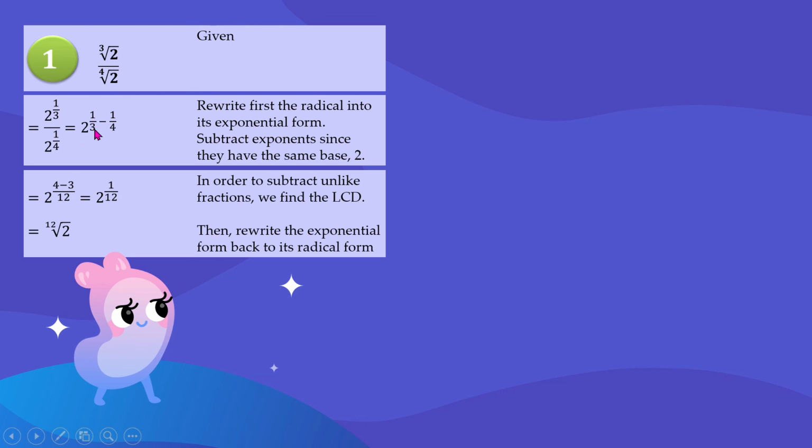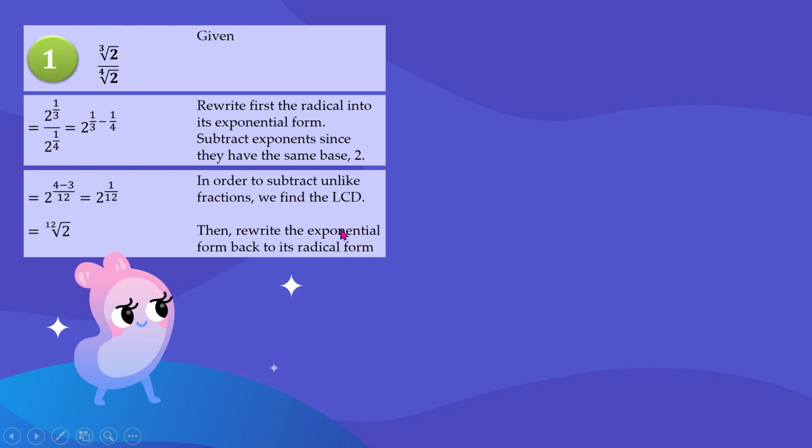Next, we cannot subtract directly 1/3 by 1/4. Why? Because they are unlike fractions. So we need to get first their least common denominator of 4 and 3, which is 12. Next is to get their common numerator. LCD is 12, so 12 divided by 3 is 4 times 1, 4. 12 divided by 4 is 3 times 1, 3. 4 minus 3 over 12 is 1 over 12. That is the exponent of 2.